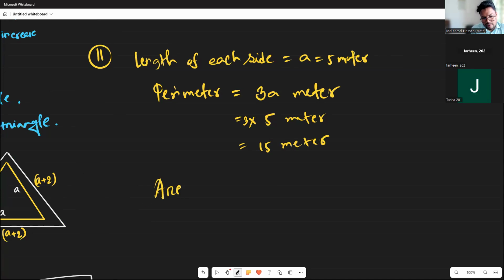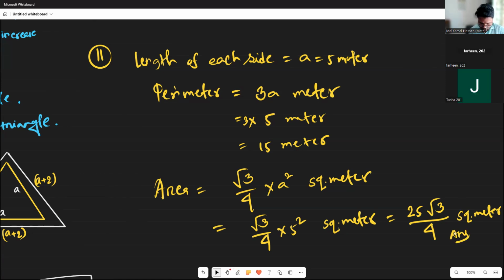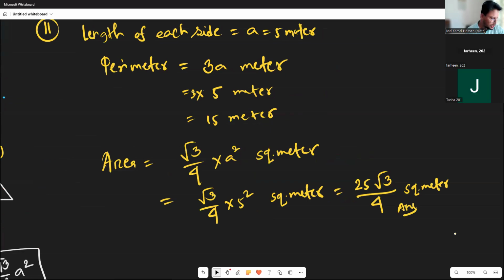Area equals √3/4 multiply A square meter. So it's √3/4 into 5 square meter, equals 25√3/4 square meter. You can give the answer here, or also you can convert to decimal format, no problem. Also you can write in decimal format by using a scientific calculator. It's a very easy question. Do you have any requirement anymore? No, sir. Okay, can we start the next question, please?